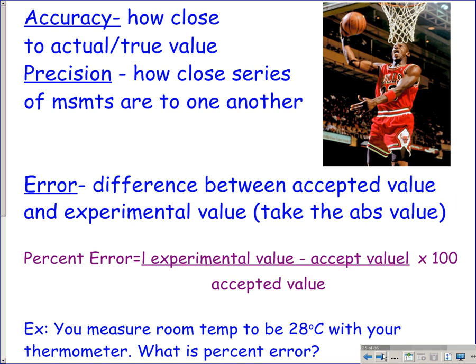So there's two definitions you need to be familiar with. So it'd be great if we could be accurate and precise. That'd be great. But sometimes you can be just precise, that's good. Or actually you have to be precise if you're accurate. Because if you're accurate, you're hitting that basketball. You're swooshing. You have to be precise if you're doing that too, because you're obviously hitting the same spot over and over and over again. So you can be accurate and precise, or just precise.